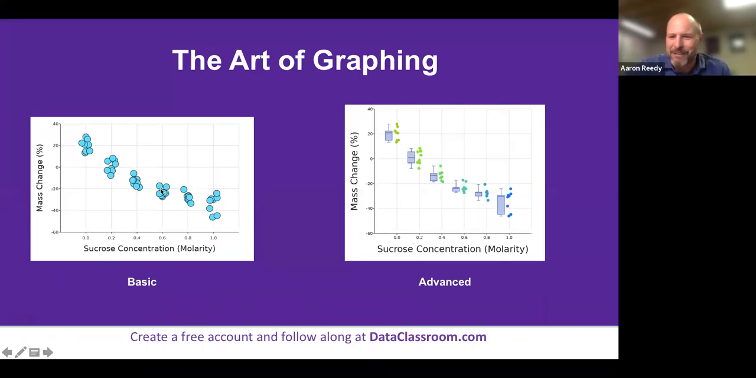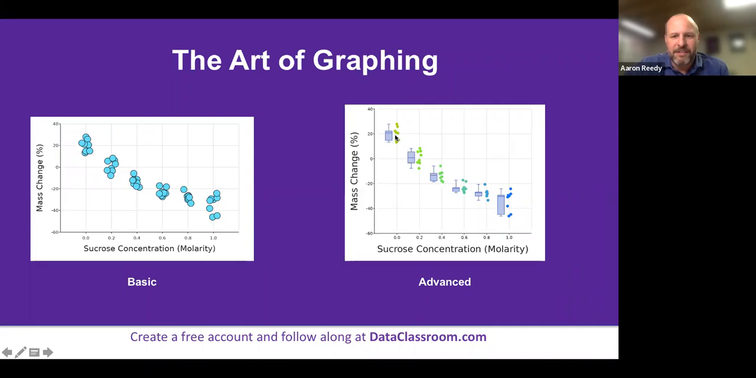So this is the basic version of this graph, just a jittered dot plot. We didn't manipulate color or point size. This is just the default graph you will get. And it's fine.